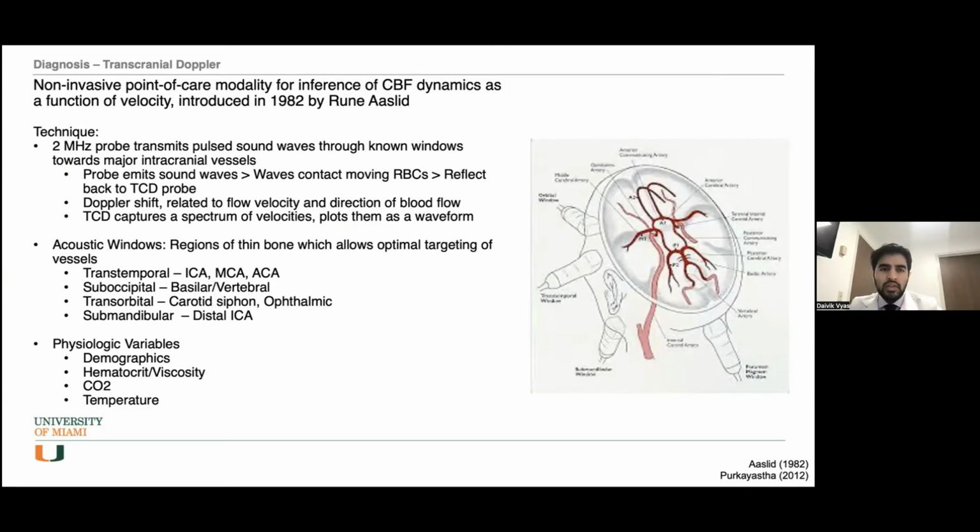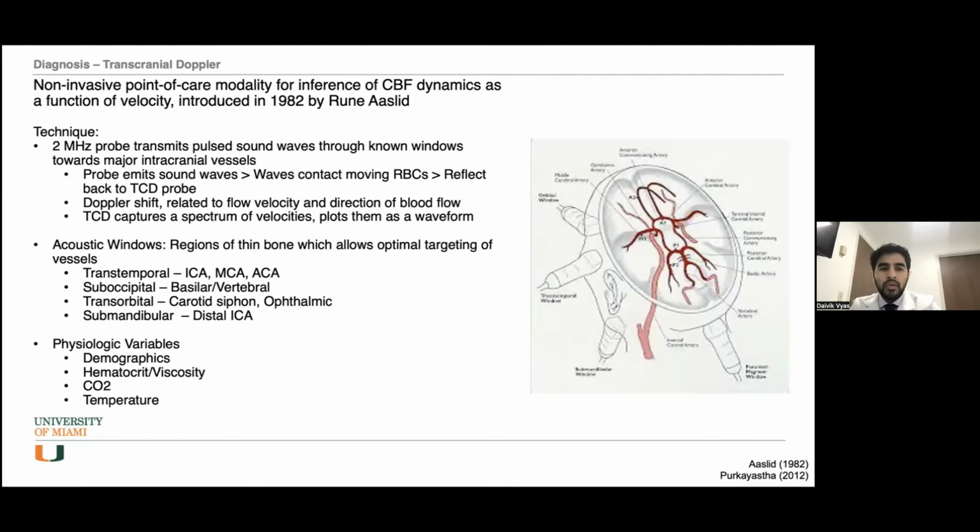And the technique for doing a TCD is using a 2 megahertz probe that transmits pulsed sound waves through known windows that reflect the thinnest portions of bone along the calvarium in the direction of major intracranial vessels. So the probe emits sound waves that contact moving red blood cells and reflect back to the TCD probe. And this goes back to physics on the idea of Doppler shift. And it's directly related to both flow velocity and the direction of blood flow. And TCDs don't just capture a single velocity, but a whole spectrum of them. And they plot them as a waveform similar to an arterial waveform on peripheral Dopplers as well. However, this occurs at a lower sonication frequency.